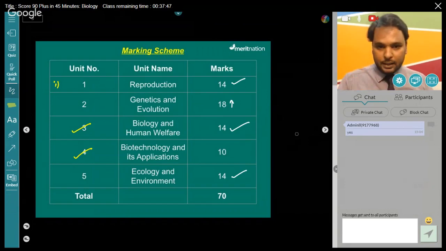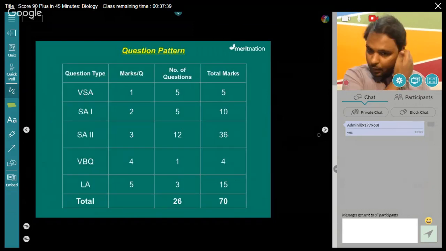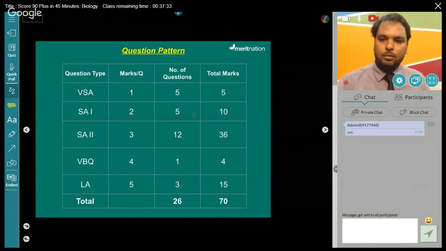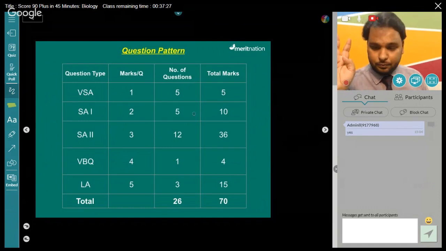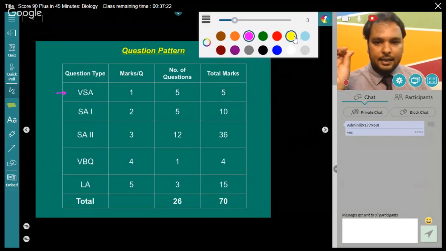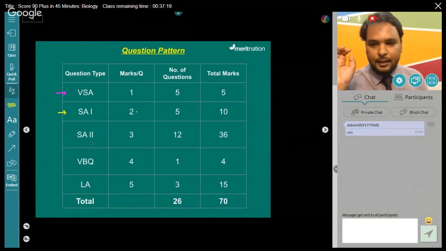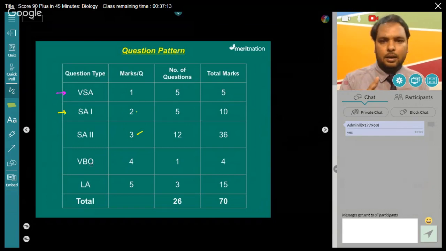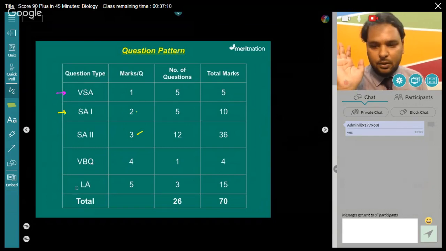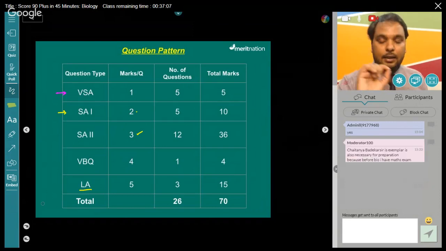Now the marking scheme is clear to all of you, and I'll move into the important topics within these chapters. Before that, we'll discuss the question pattern. In your paper you have almost 5 sections. First is very short answer, which carries 1 mark. Second is short answer 1, that carries 2 marks. Then short answer 2, that is 3 marks. Value-based question, just one question that carries 4 marks. And last but not least, the long answer type that carries 5 marks.